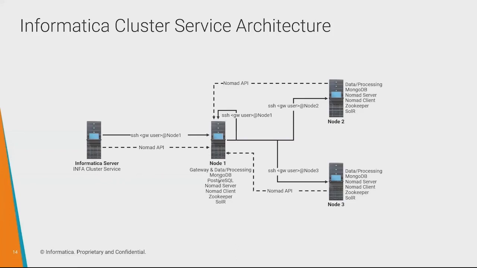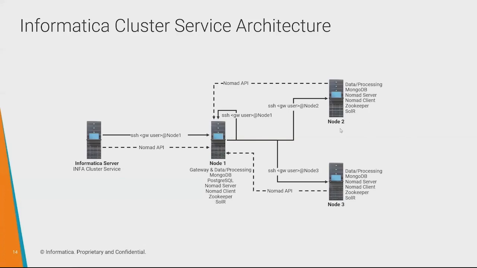Because it's a data node, MongoDB is also running here, that's why it's a data node. And Nomad clients are also deployed in this one, so it's also a processing node, which means a scanner job can be running on this node 1 as well. And Zookeeper and Solr run on all these nodes, whatever is configured in the cluster, with Solr taking care of all the indexing part, and Zookeeper maintaining the distributed configuration and service coordination.